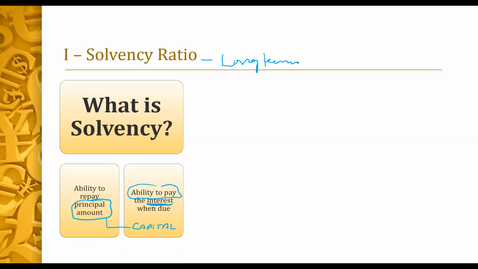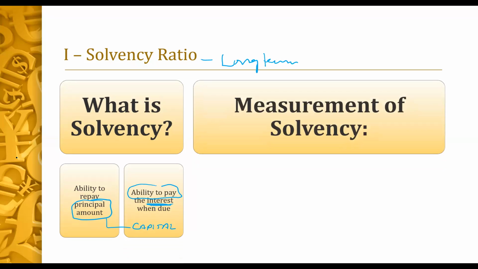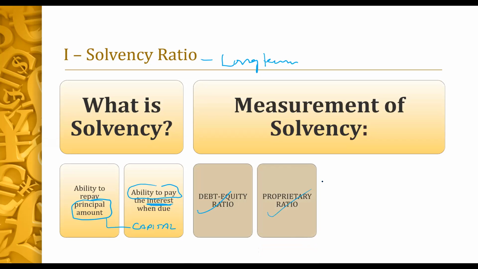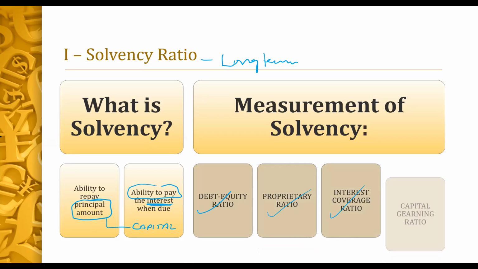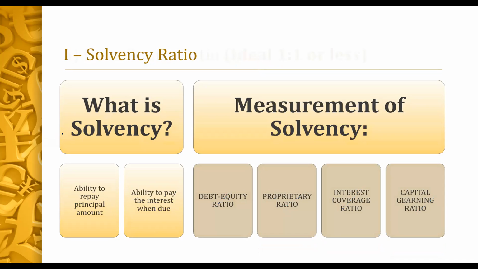And what are the ratios? Do you remember? What are the four measurements or ratios coming under solvency? Debt equity ratio. Proprietary ratio. Interest coverage ratio. Capital gearing ratio. These are the four measurements of solvency. These four things find out the relationship between two items. So today we'll be discussing debt equity ratio and proprietary ratio.